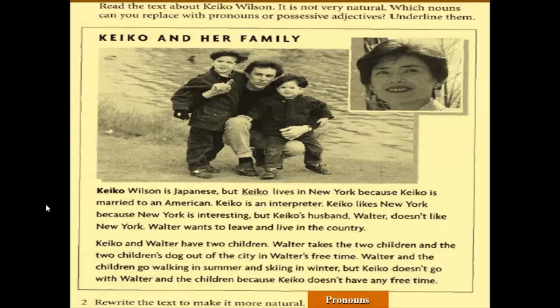Okay, I'm sure you've noticed that the names Kiko and Walter have been mentioned way too many times. So this is what pronouns are for. They don't make reading or writing so repetitive. You get the idea. So I could say Kiko Wilson is Japanese, but she lives in New York because she is married to an American, okay? And then I could say Kiko again, or I could just say she again, okay? But if I say Kiko a gazillion different times, you can already see, people get bored quickly, okay?